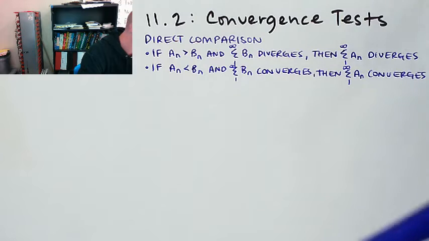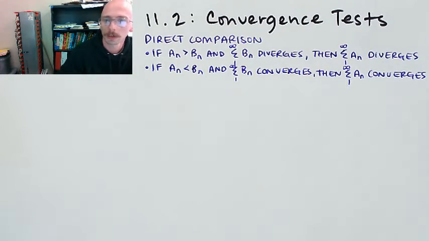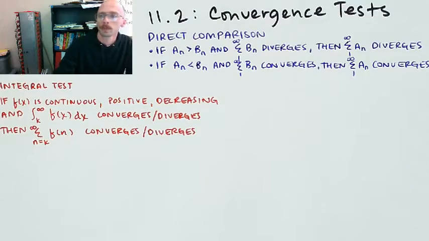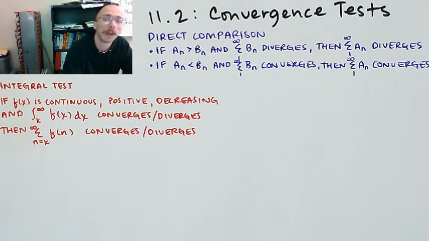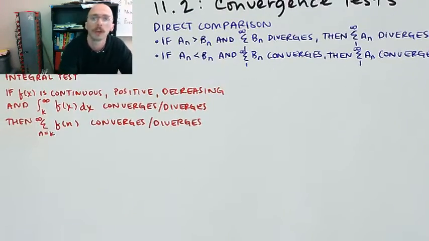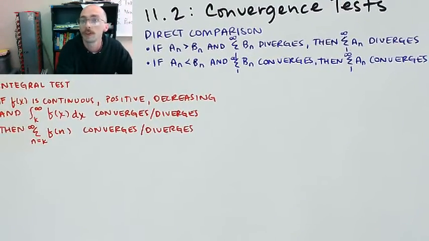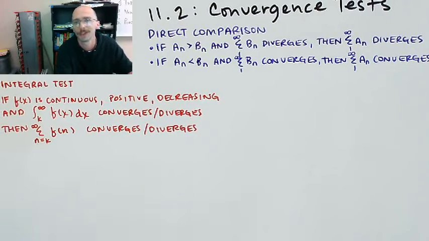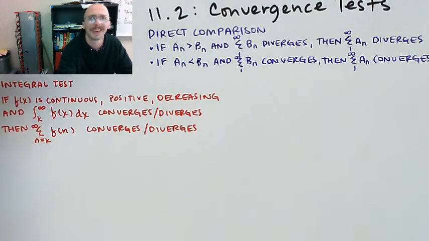We used that to prove the integral test, which I'm going to copy here. The integral test says that if you've got a function that's continuous and positive and decreasing, and its improper integral converges, then the related series is going to also converge. And if that improper integral diverges, then the related series is also going to diverge. This is a really good test, but actually going in and computing these integrals is not that likely.